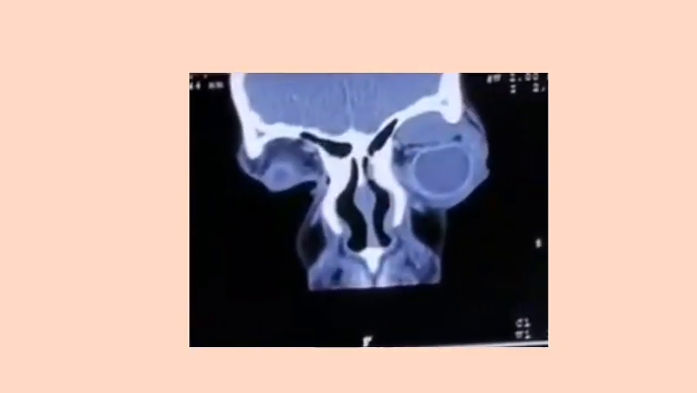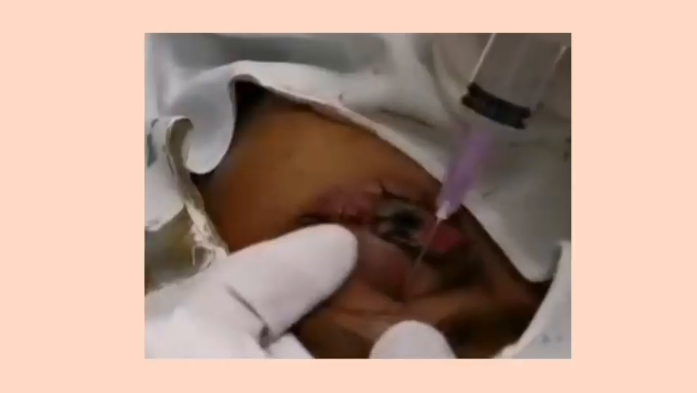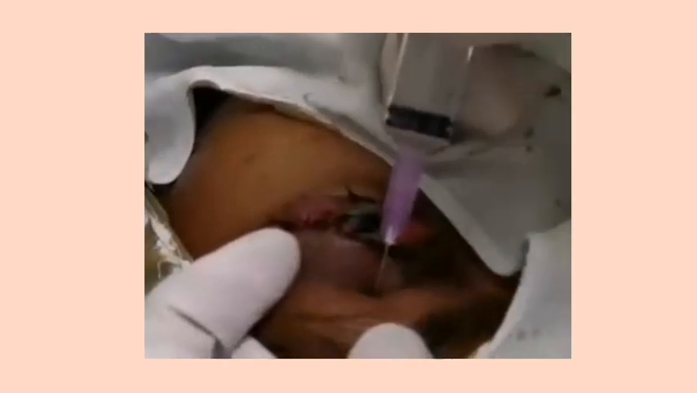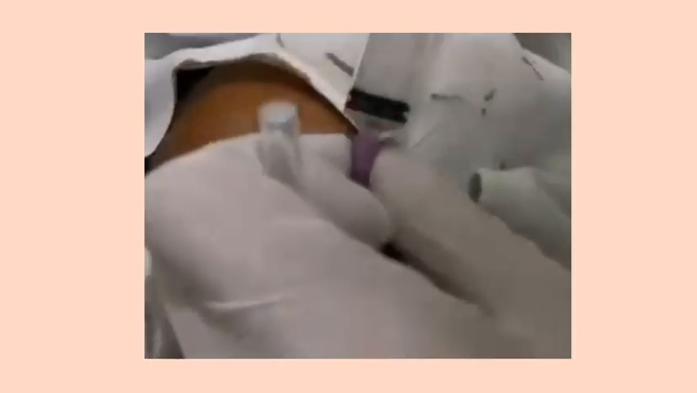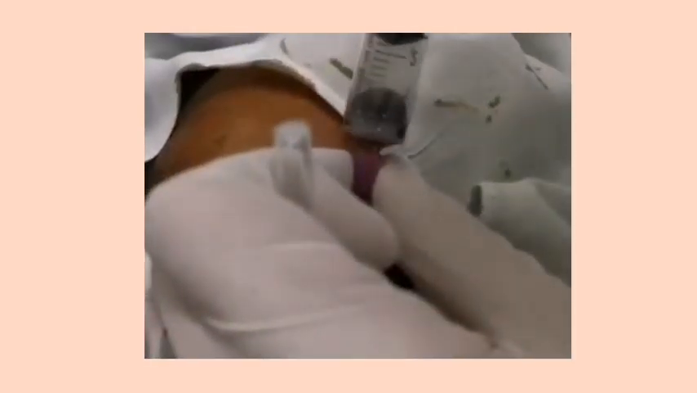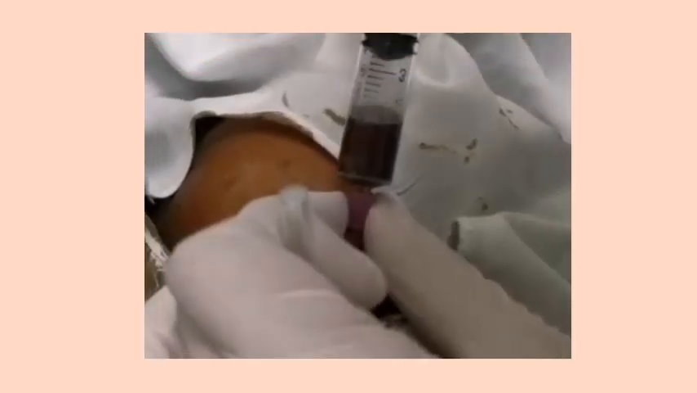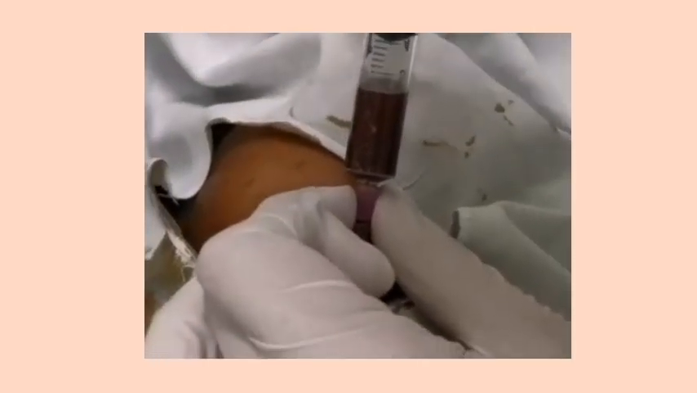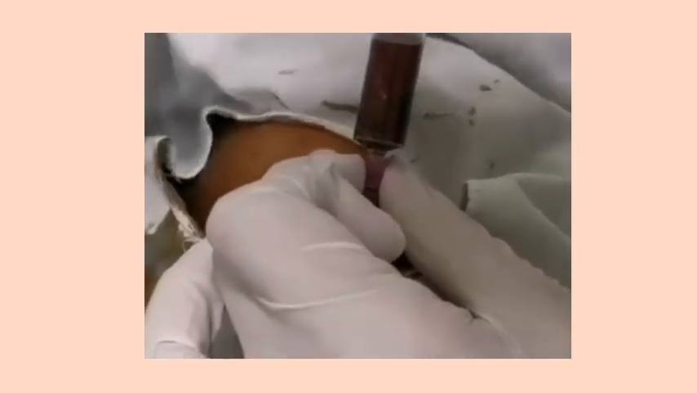On CT scan, it is quite evident that there is a collection in the subperiosteal space in the superior orbit. So we planned for a drainage. We inserted a 23 gauge needle into the subperiosteal space in the superior orbit and aspirated the hematoma.